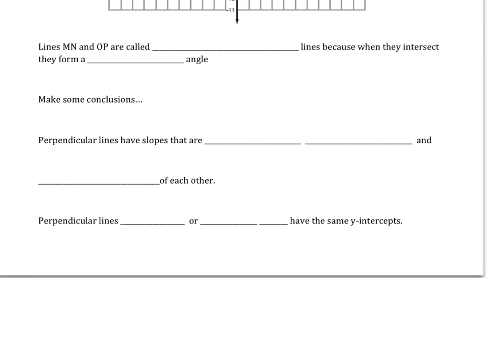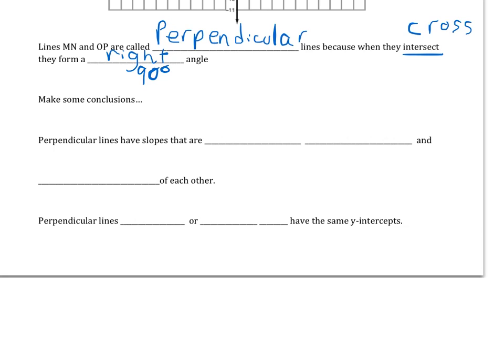Alright, so let's move on down here. Lines MN and OP are called perpendicular lines. So write in the blank, they are called perpendicular. And you have to memorize what perpendicular lines are, because when they intersect, which means cross, again we have to get terminology down, they form a right angle, let's write 90-degree angle.